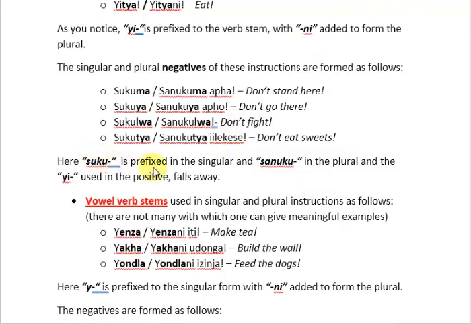Here, suku is prefixed to form the singular negative command, and sanuku to form the plural, and the yi used in the positive now falls away.